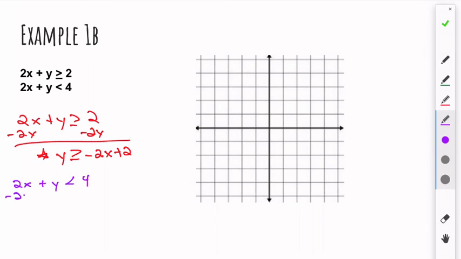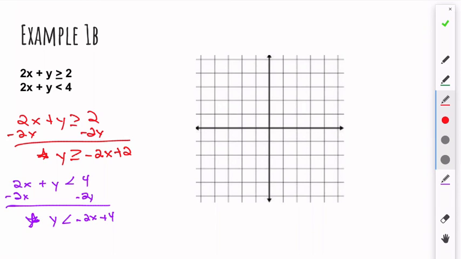So I need to subtract 2x from both sides, and I get y is less than negative 2x plus 4. So those are my two equations that I'm going to be using. All right, now let's graph these. I'm going to try to keep the colors straight here.